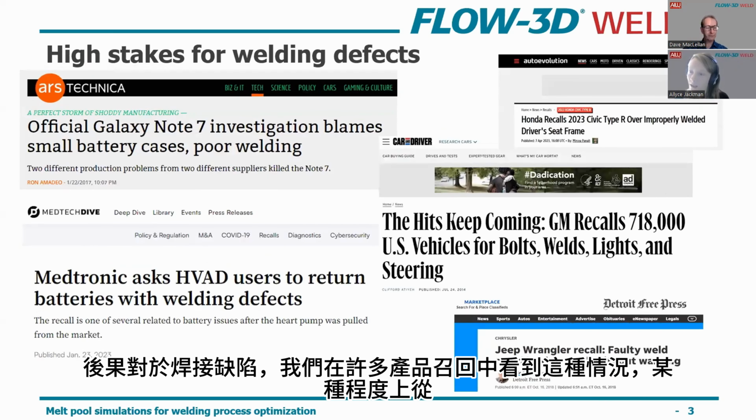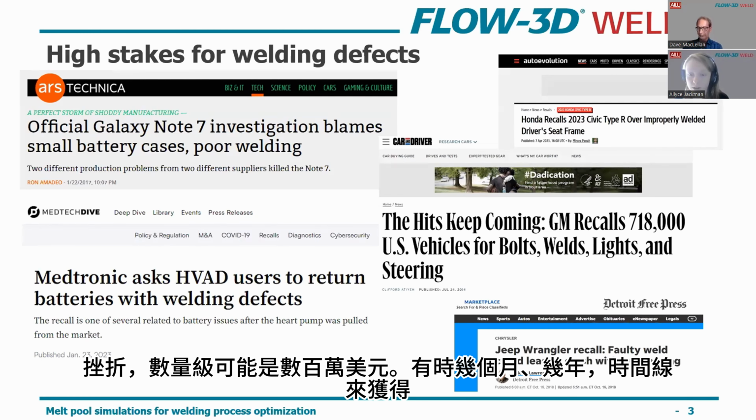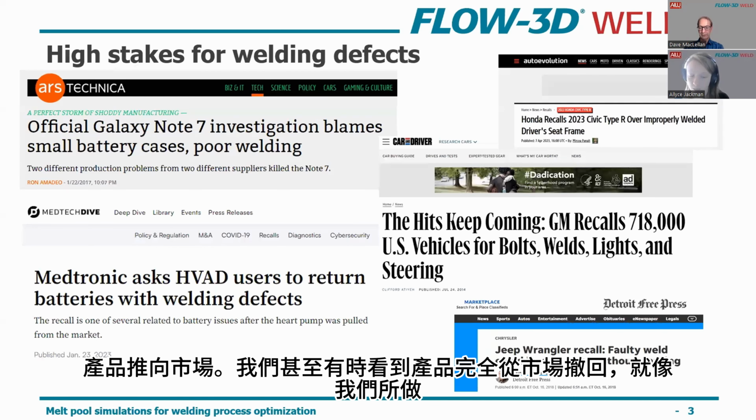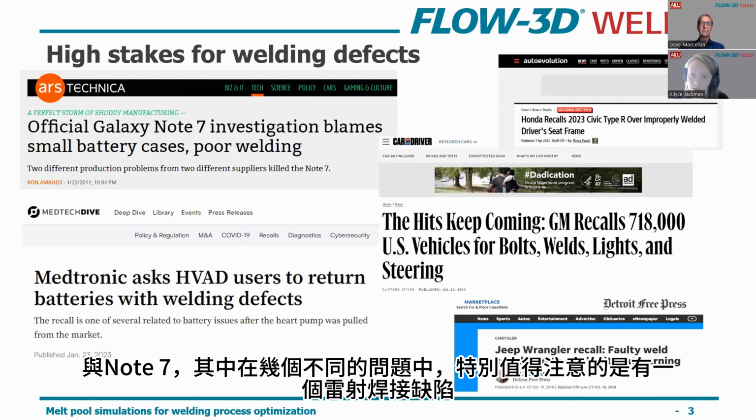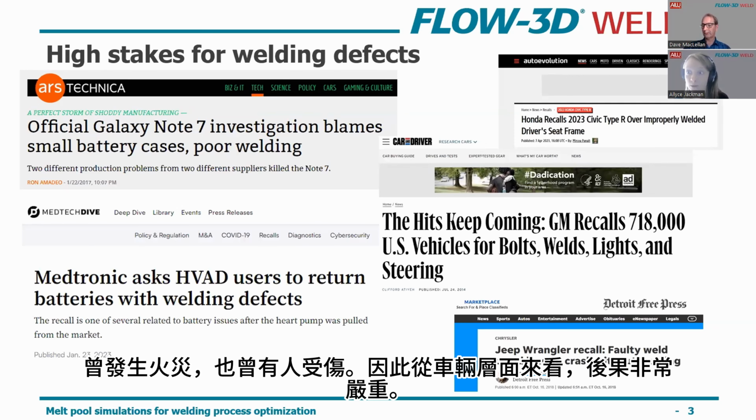So from a business standpoint, there's high consequence for welding defects, and we see this a lot in product recalls from the consumer standpoint. Aside from the high cost on the business, on the order of maybe millions of dollars, sometimes months or years of timeline to get a product out to market, we even sometimes see products pulled from the market entirely, like we did with the Note 7, where among a few different issues, there was notably a laser welding defect that caused the electrodes in the battery to touch, and there were some explosions, there were fires, there were injuries.